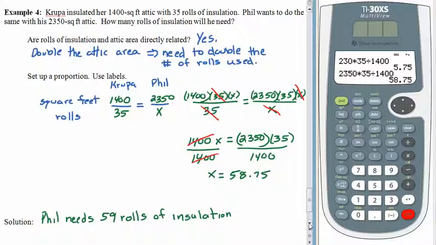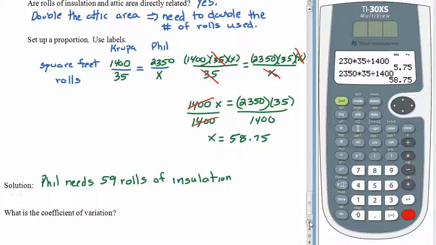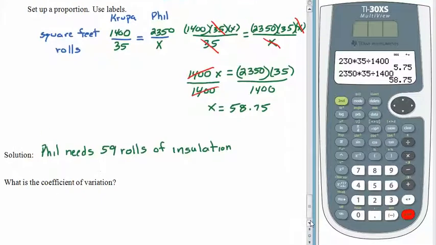And the last thing that we want to look at is this coefficient of variation. What is the coefficient of variation? Just like we saw before, it doesn't matter which fraction we use. We can use the one here for Krupa's house, we can use the one here for Phil's house. If we take Krupa's house, we have 1400 divided by 35, but that 1400 talked about square feet, and the 35 talked about rolls of insulation.